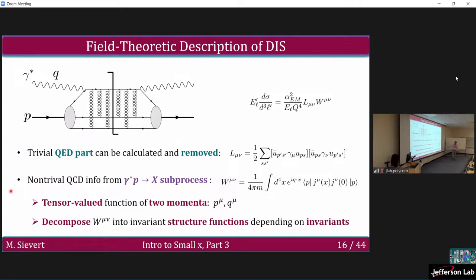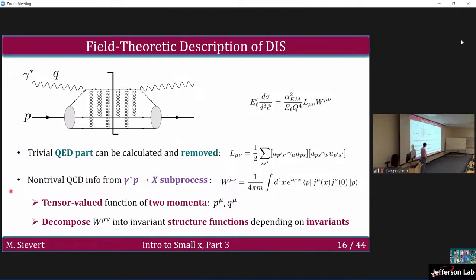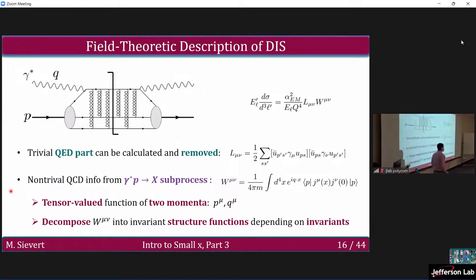As far as what kind of structures this can take, well, that's strongly constrained by Lorentz invariance. This process, after I've taken away the electron, only depends on two variables, P and Q. It's just the proton and the photon you're hitting with. So I have a tensor valued function, W mu nu. It's got two indices running around. It's a function of two momenta, P mu and Q mu. There's only a few ways that I can combine P and Q to get two indices upstairs. Everything else has to be an unknown function of invariants. And there's only a few invariants that I can construct. So the natural thing is, if I don't know anything about this function, at least let me decompose it in terms of unknown scalar functions called structure functions.